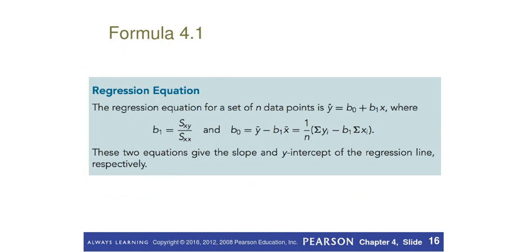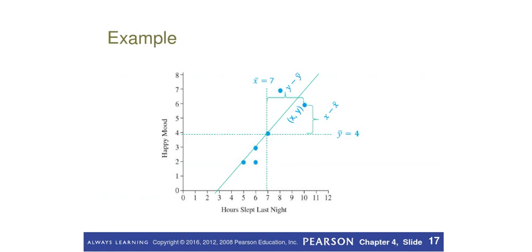B0 is going to be our mean y value minus B1 times our mean x value. All right. I'm going to show you how that works here, but so that you see it, let's say that we were taking one point right here, this particular xy point. What we're saying is that for every single value, if I were to go for my happy mood versus hours slept last night, the average happy mood was a 4, the average hours slept last night was 7.